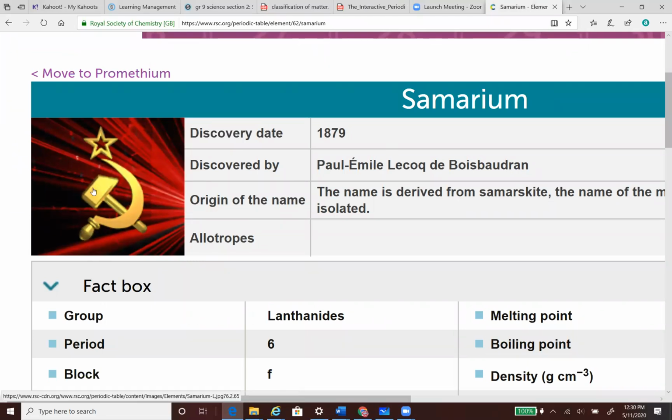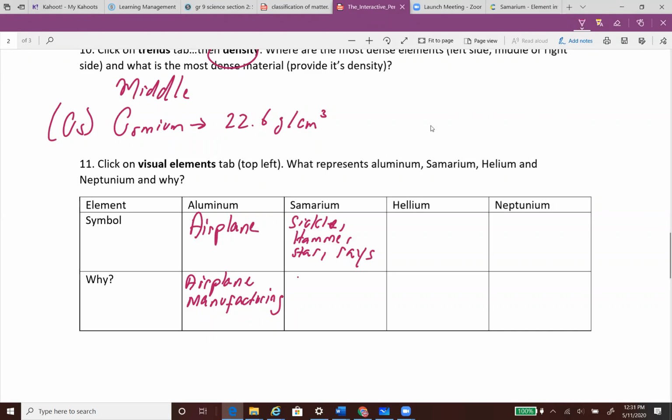So the reason for the sickle, hammer, and star is because that is actually the symbol for the Soviet Union, which I don't know if you're familiar with, but that was actually on their flag. It was discovered in Russia. Before, current modern day Russia was part of what's called the Soviet Union, and their flag had the sickle, hammer, and star. If you look up Soviet Union flag, you will see that. And the rays represent that it's used in lasers. So it's a very important element in making lasers work.